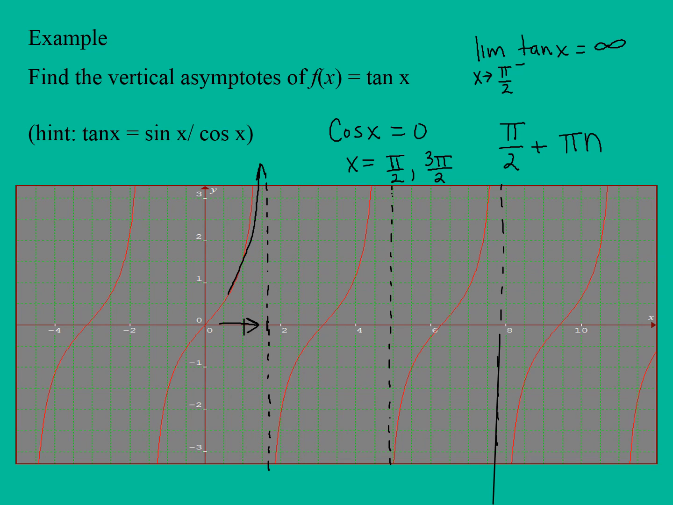So if we let n be an integer, if n is 0, our first value would be pi over 2. If n is 1, we'd have pi over 2 plus pi, which is 3 pi over 2. If n is 2, then we would get the next rotation and so on. And we could let values of n be negative also. So we could pick up these asymptotes over here also. So our vertical asymptotes would occur at x equals pi over 2 plus pi n.